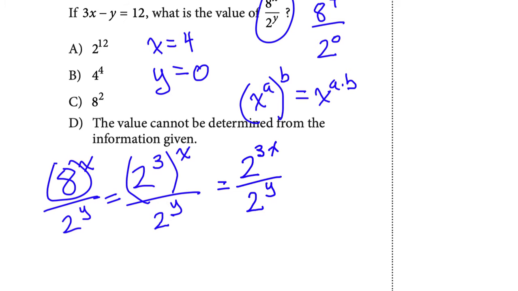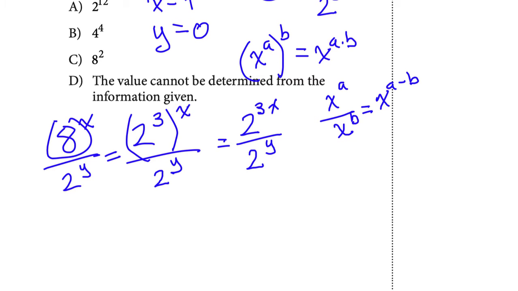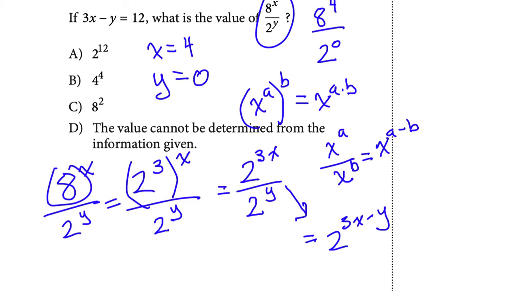Another rule of exponents that you need to know is what happens when I do division. One of your rules of exponents, all the way back, it was like lesson 13-7 or something, is if I have x to the a divided by x to the b, this is equal to x to the a minus b, which means if I have the same bases and I have powers, subtract the powers. So this now, coming down here, is equal to 2 to the power of 3x minus y. Oh look, I see 3x minus y somewhere else in the problem.